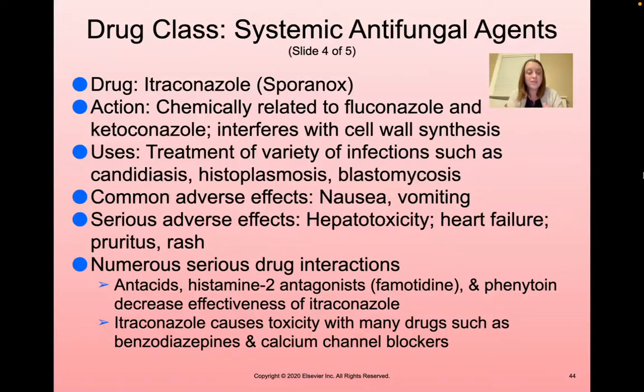It can cause nausea and vomiting, and it can also cause some more serious effects like hepatotoxicity, heart failure, pruritus, and rash. And it has a number of serious drug interactions. It interacts with antacids, histamine 2 antagonists like famotidine, and also with phenytoin. All those drugs decrease the effectiveness of itraconazole, making it not work as well. And then conversely, itraconazole causes toxicity with a bunch of other drugs like benzodiazepines and calcium channel blockers. So we have to be careful with those as well.